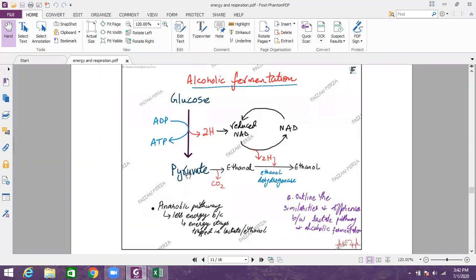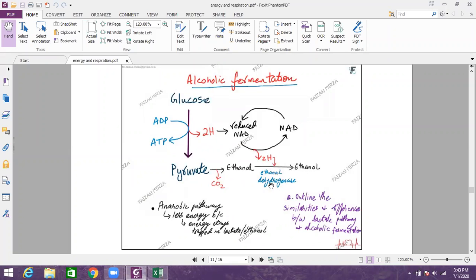Now pyruvate, instead of converting into lactate, loses a carbon dioxide. There is a reduction of one carbon here. So pyruvate loses the carbon dioxide. This is where the carbon dioxide product comes in alcoholic fermentation, and this causes ethanal, the aldehyde, to be produced. This then takes up the hydrogens which were there in the reduced NAD and turns into ethanol.